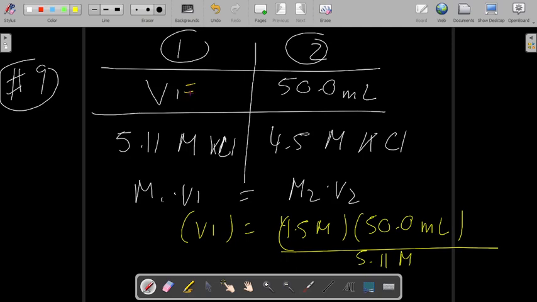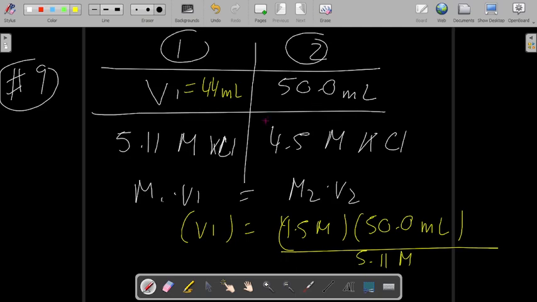this volume. And it comes up to 44 milliliters. So the chemist must take 44 milliliters of this 5.11 molarity solution and add enough water to make 50 milliliters. So it's being diluted.